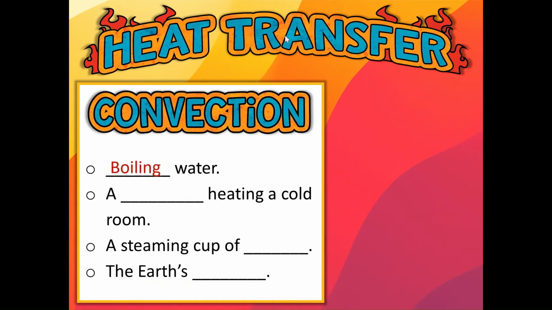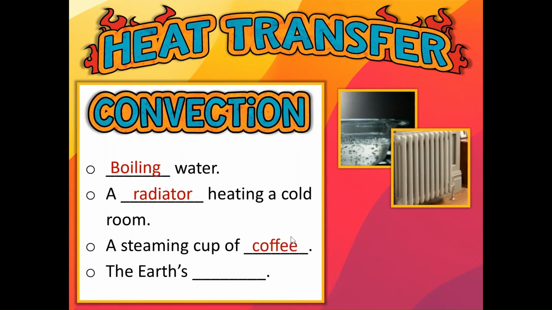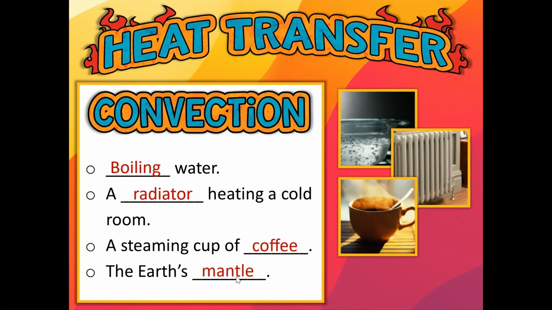Here are a couple of examples. Boiling water is an example of convection. A radiator heating a cold room is an example of convection. A steaming cup of coffee is an example of convection. And Earth's mantle is an example of convection.